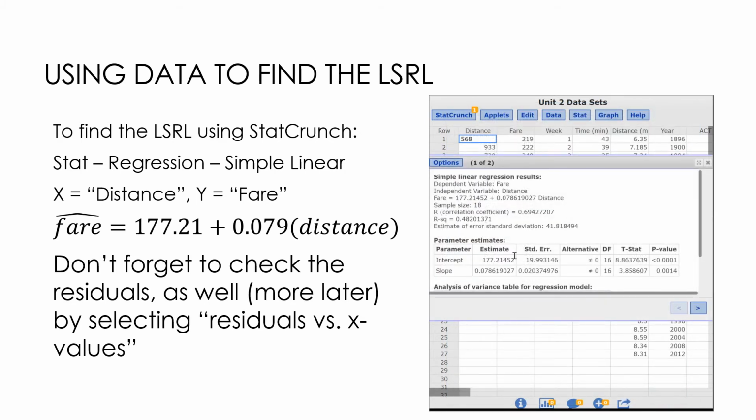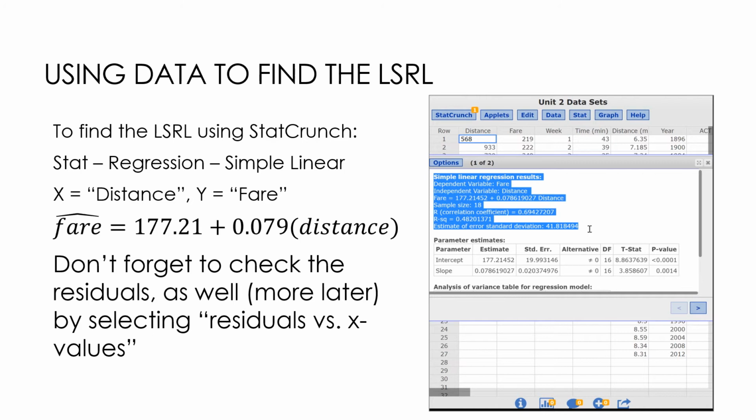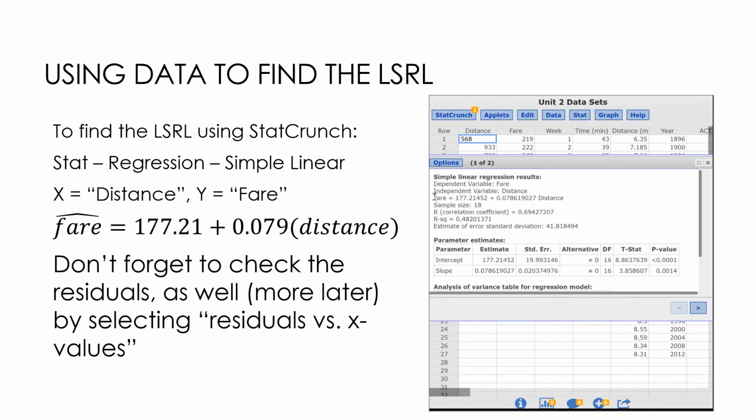My first page gives me all of this information, and it is fantastic because I have here the correct least squared regression line equation. The only thing incorrect about the equation it gives me is that it does not put the hat over fair. So make sure that you do that. The way I've written it is fair hat equals 177.21 plus 0.079 times distance.